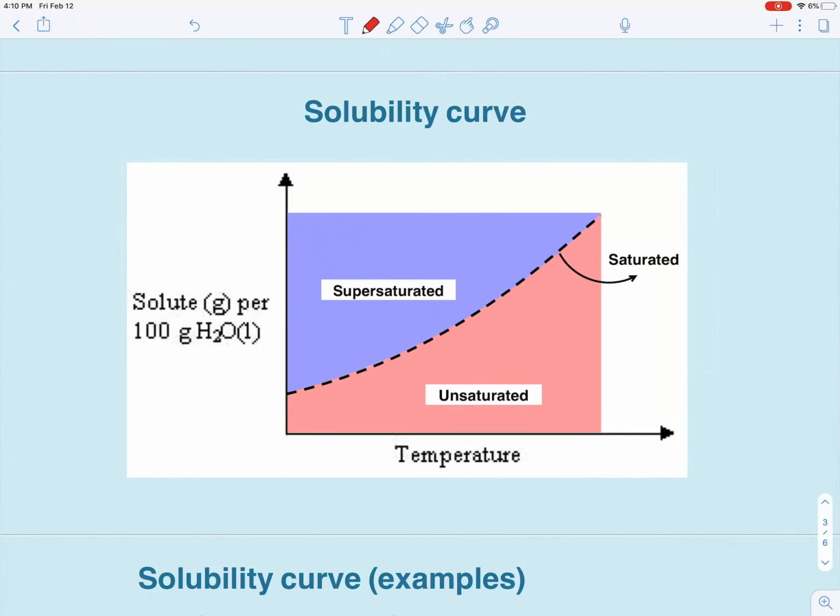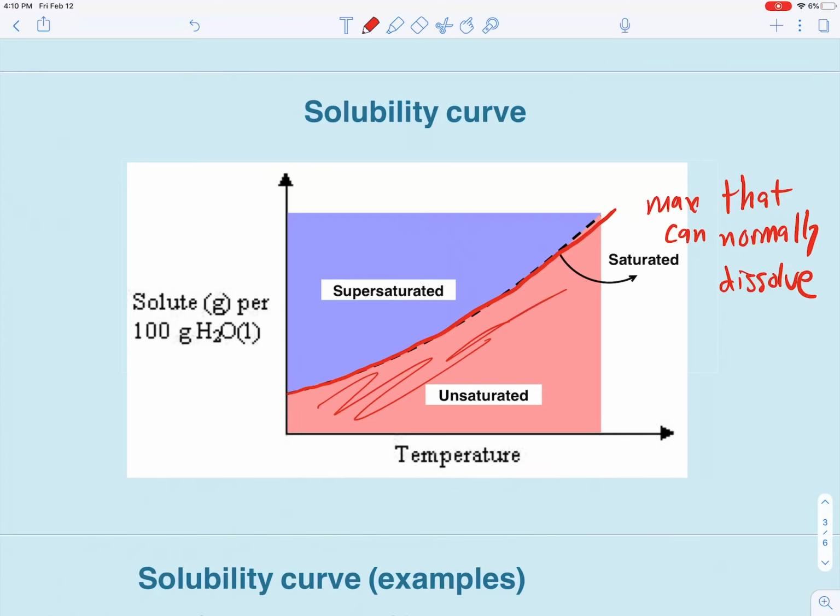Next, we're going to learn to read a solubility curve. Basically, the line here will tell you the saturated amount, or the max that can normally dissolve. If you dissolve less than that, then it's unsaturated. So anything below that would be unsaturated. And if you were able to dissolve more than that amount, then it's what we consider supersaturated.